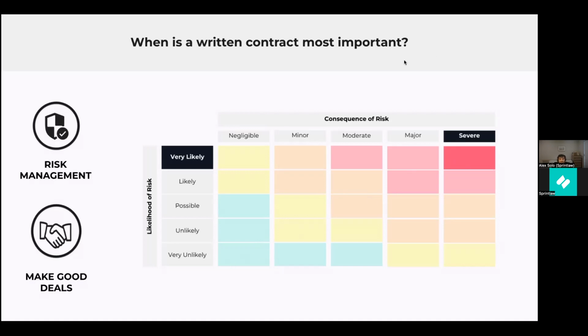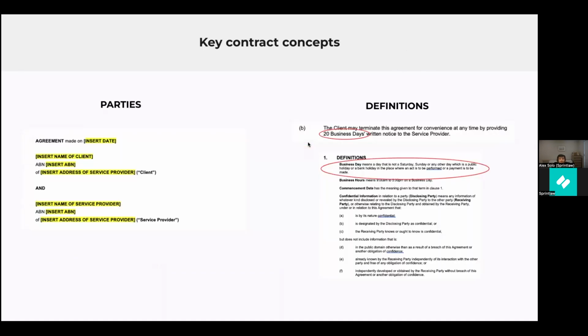No one has money to get every single contract they've ever signed in business reviewed and checked by a lawyer or every arrangement in writing. But certainly, if you need to focus your time, think about how big a risk does this pose for my business. So now let's dive into some key contract concepts. We're going to be looking at written agreements.